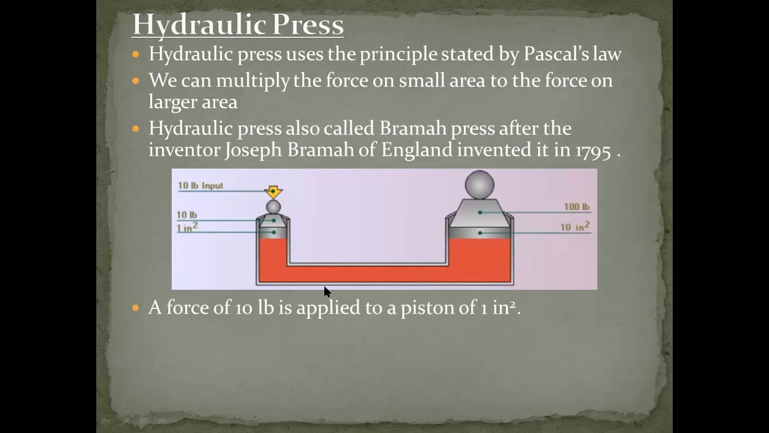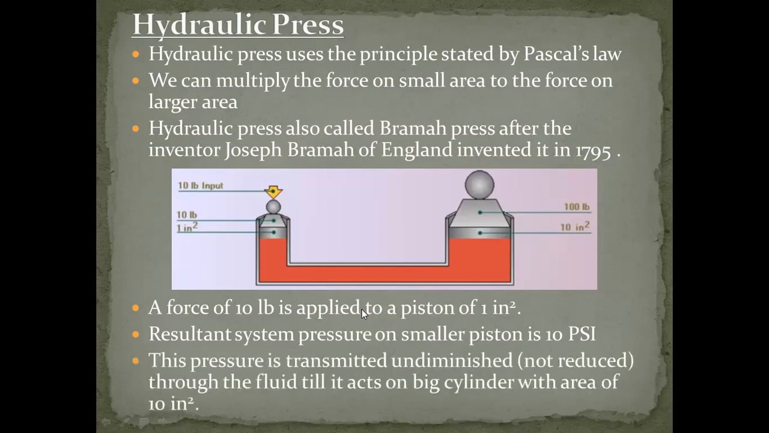So if a force of 10 pounds is applied on the piston of 1 square inch area, the resultant system pressure on the smaller piston is 10 psi, because pressure is equal to force over area. When we divide the force of 10 pounds by the area of 1 square inch, we get a pressure of 10 psi. Then this pressure is transmitted through the fluid and it will move or balance the piston with the larger area.